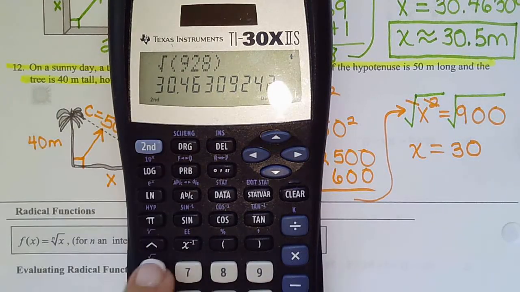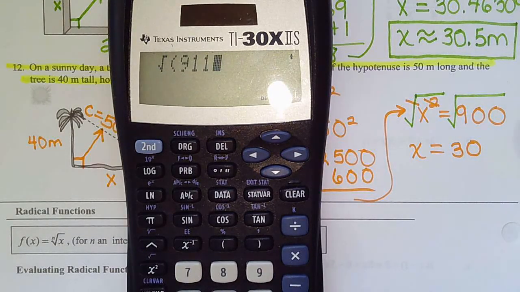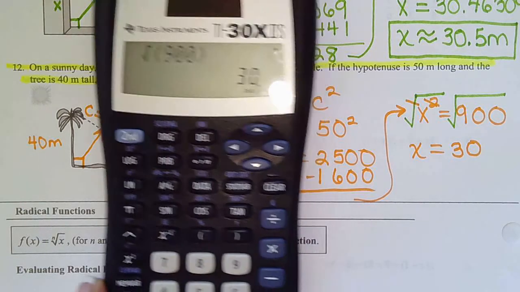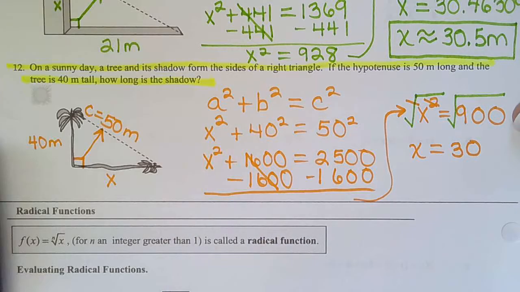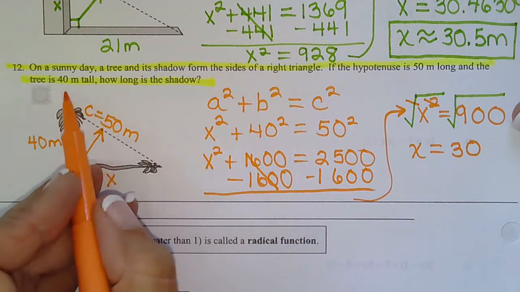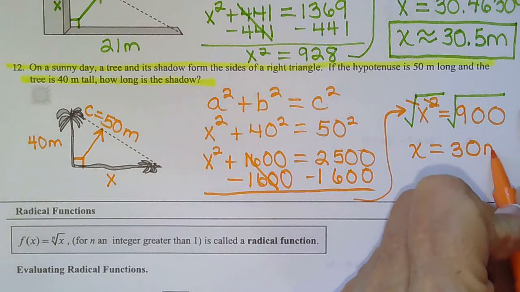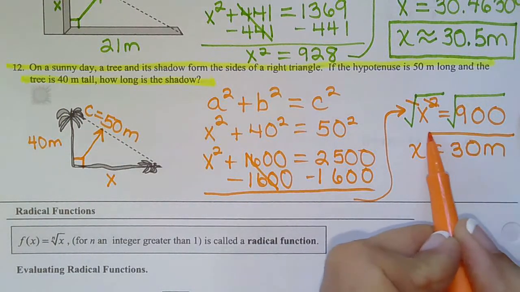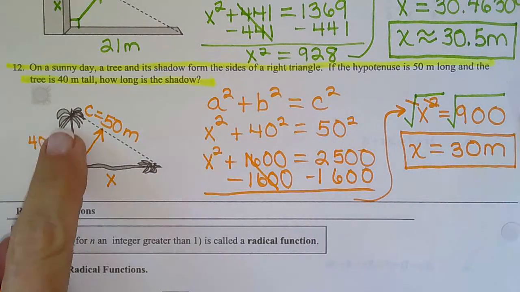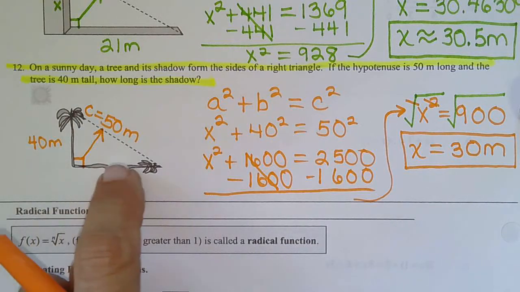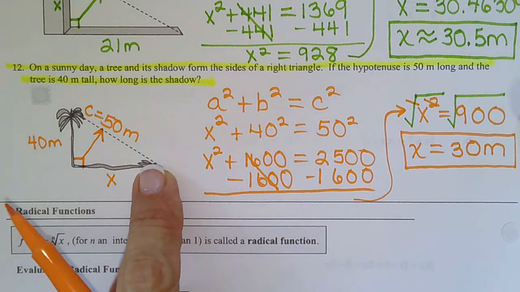So second square root, 900. Woo! 911. Close. There it is. 30. So 30 what? And this would be meters again. So if they ask for a full sentence on this one, you would say the tree's shadow is 30 meters long.